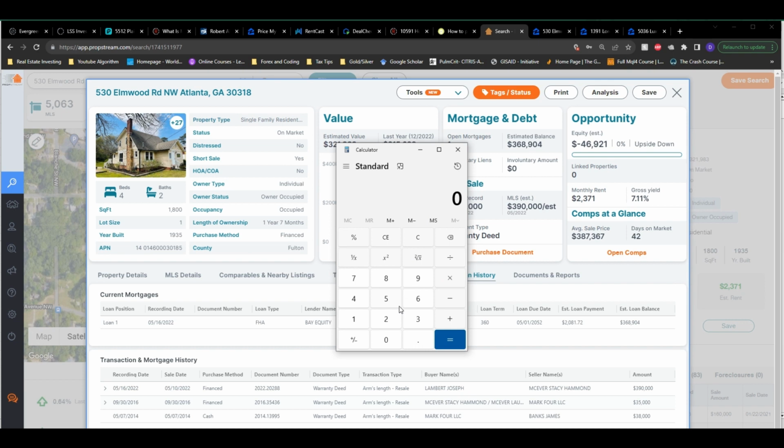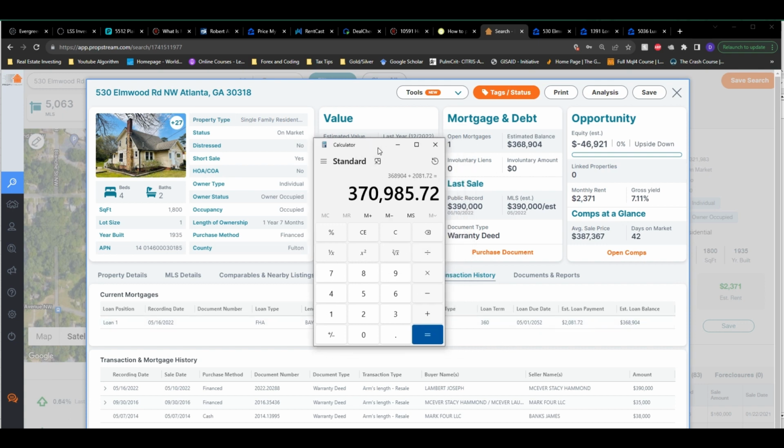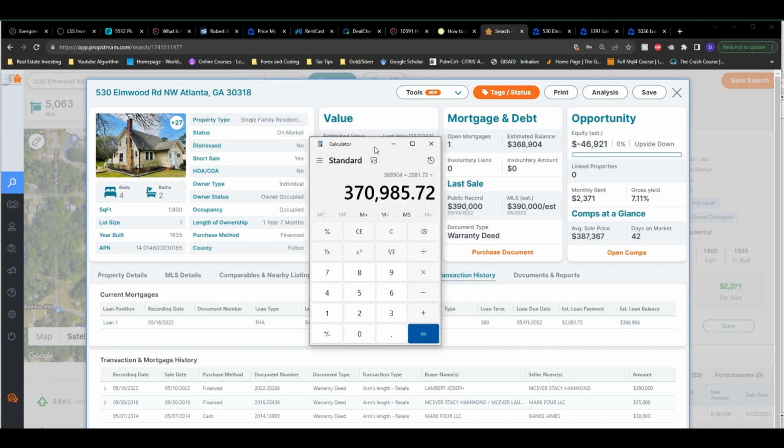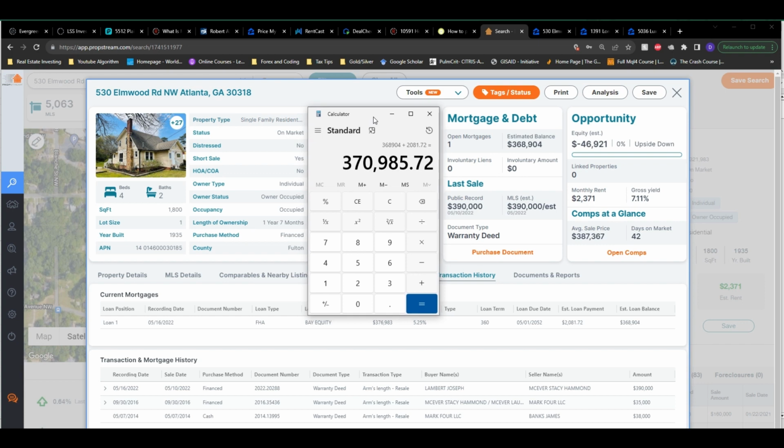So if you want to get an estimate on what the loan payoff will be for the seller at the time of closing, you can take the estimated loan balance plus $2,081.72, which is the estimated loan payment, and this is how much it's expected to close on that loan. There will always be miscellaneous fees with closing out the loan early. So they're all in at about $370,000 at closing. Might actually end up a little bit more, but we're going to take the $370,000 number.